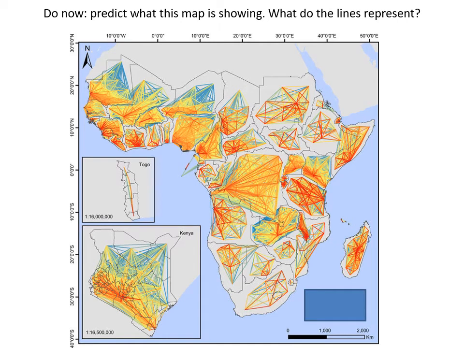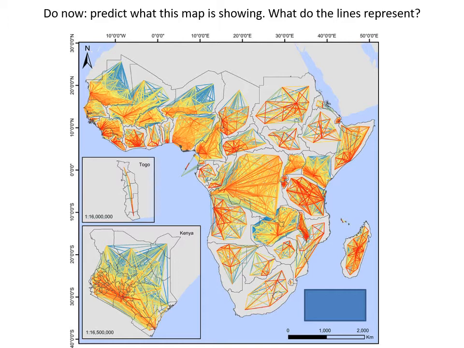If you could start this lesson today by having a look at the map on the screen. It might take a few minutes to get your head around exactly what it's showing, but I hope you recognise an outline of Africa, or certainly sub-Saharan Africa. You'll notice North Africa is not included on this map. Togo and Kenya are two particular countries that have been focused on and are on the left there. I'd just like you to have a look and try and predict what you think this map is showing.